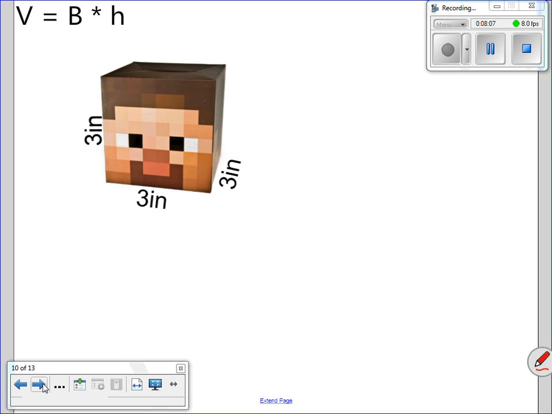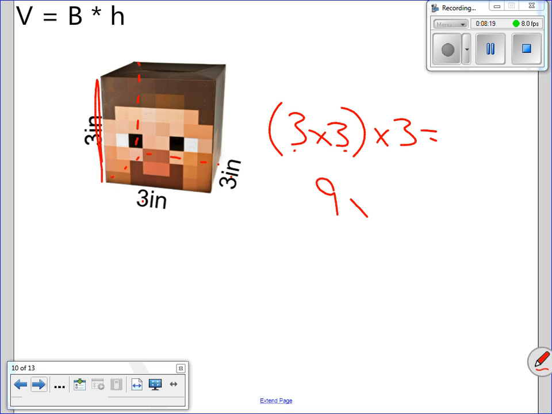What is my base? My base is the shape behind here, right? Well, it's 3 times 3. My big B is 3 times 3. My height is a 3. So what do I get? 3 times 3 is 9. Times 3 is 27 inches cubed.